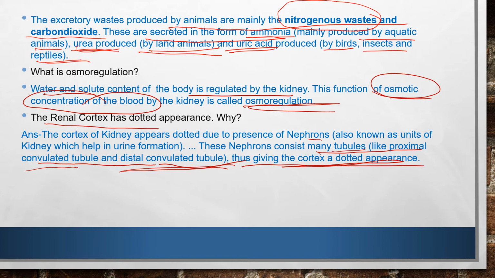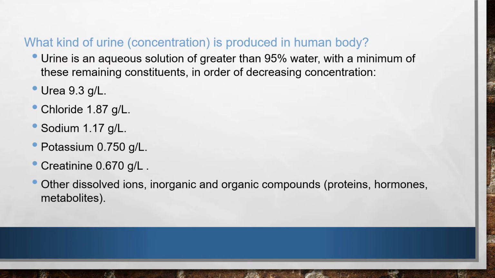The kidney is divided into two regions, right? The medulla region and the cortex region. The cortex region has the tubule parts. The proximal convoluted tubule as well as the distal convoluted tubule are present in the renal cortex, which gives it a dotted appearance. Now, next, see this question: what kind of urine is produced in the human body? What is the meaning of this question? They actually want to ask in what concentration the urine is produced in the human body. This is a different form of the question.